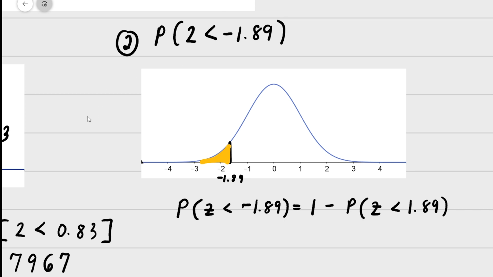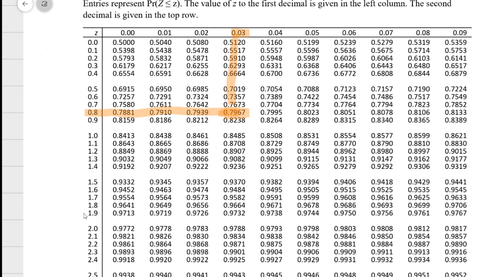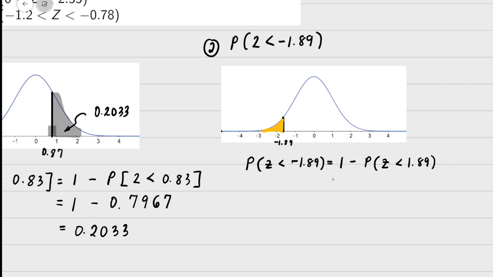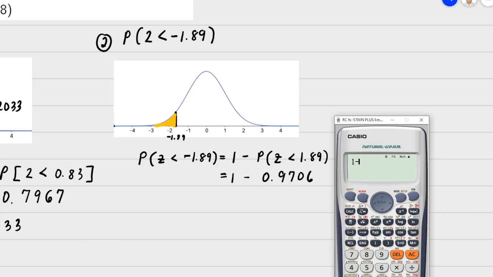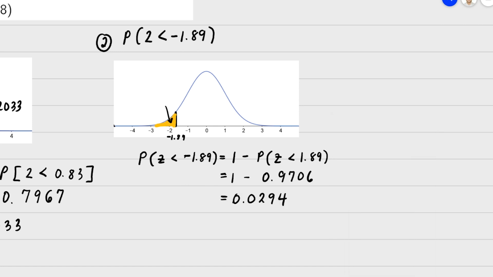So, punta ulit tayo sa table natin. 1.89. So, we have to look at 1.8 and then sa 0.09. So, dito sa pinakadulo, it's 0.9706. So, it's 1 minus 0.9706. And, of course, let's get your calculator. 1 minus 0.9706. And the answer is 0.0294. Okay, ayun yung area nito, itong maliit na part na to. 0.0294.